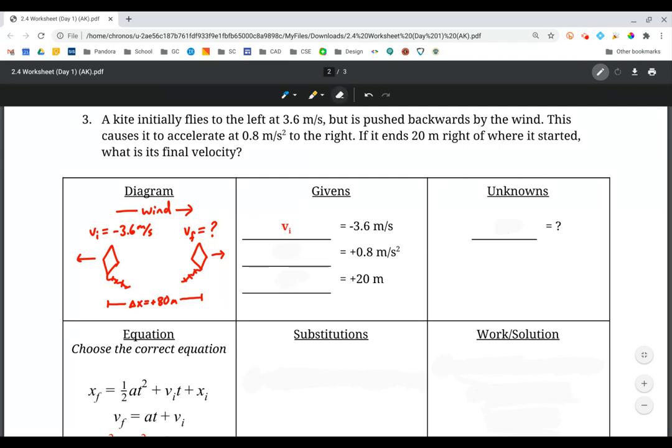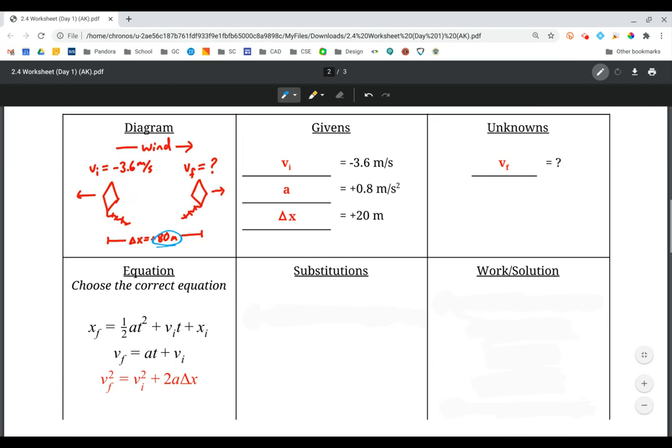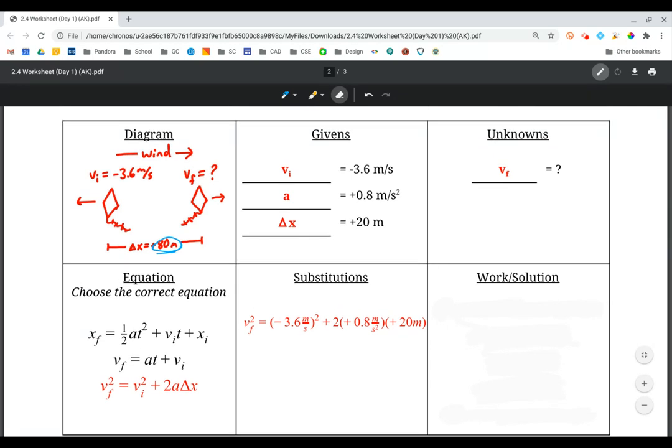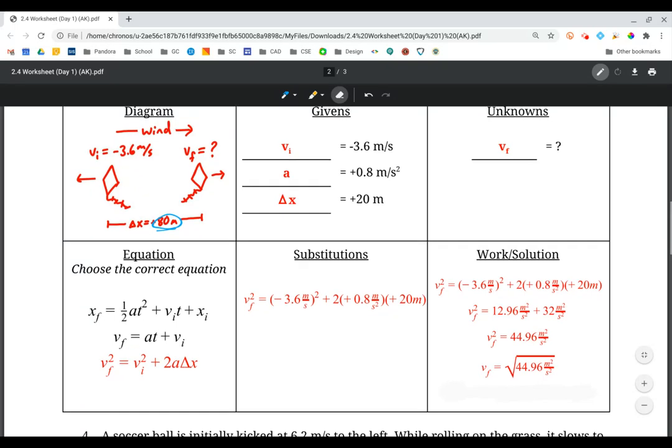Here are the variables that correspond with the given values in the problem. And we're solving for the final velocity. I just noticed that I made a mistake here, that it ends 20 meters right, and I put my diagram 80 meters right. So we'll see if that also follows through in my substitution. It doesn't. I substituted correctly, so that's great. And then the work shows all of that combined together.